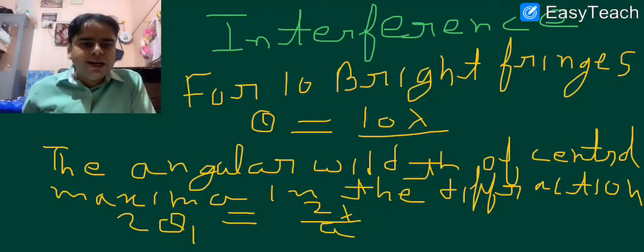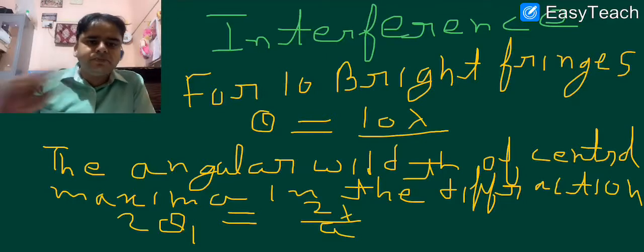Now the angular width of the central maxima in the diffraction pattern, 2 theta 1, is equal to 2 lambda by a. The angular width of the central maxima in the diffraction pattern, 2 theta 1, is equal to 2 lambda by a. Okay.